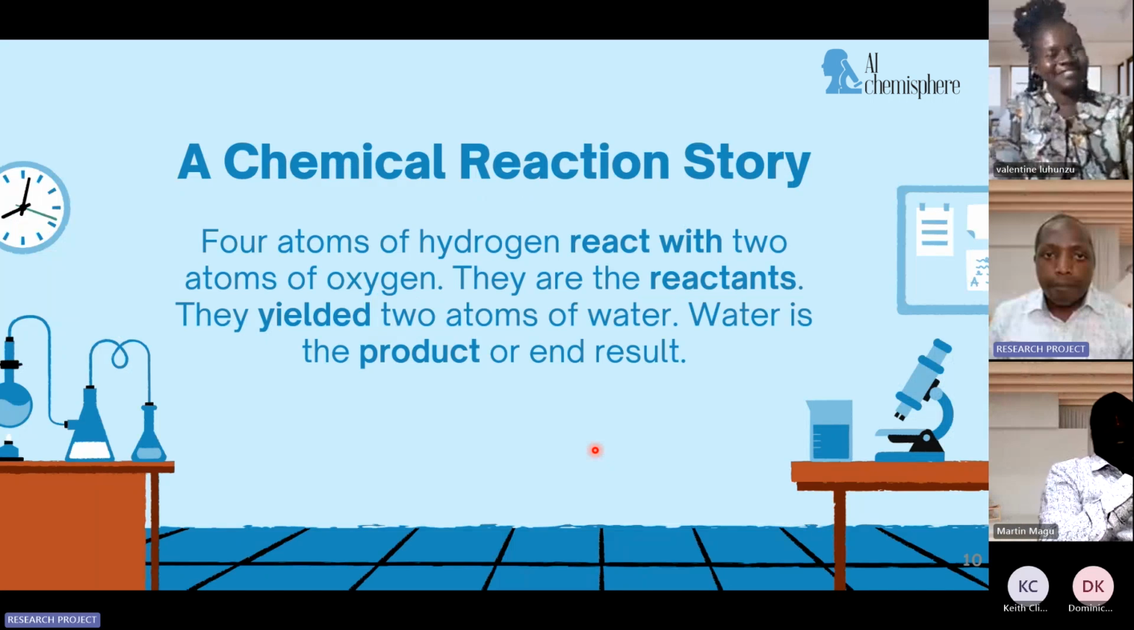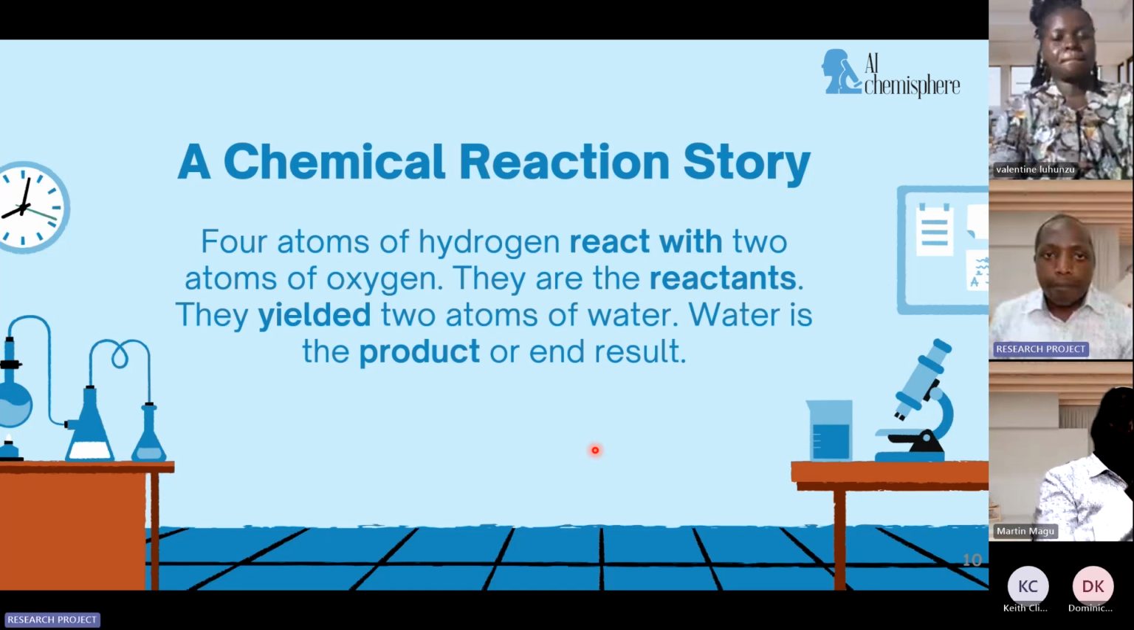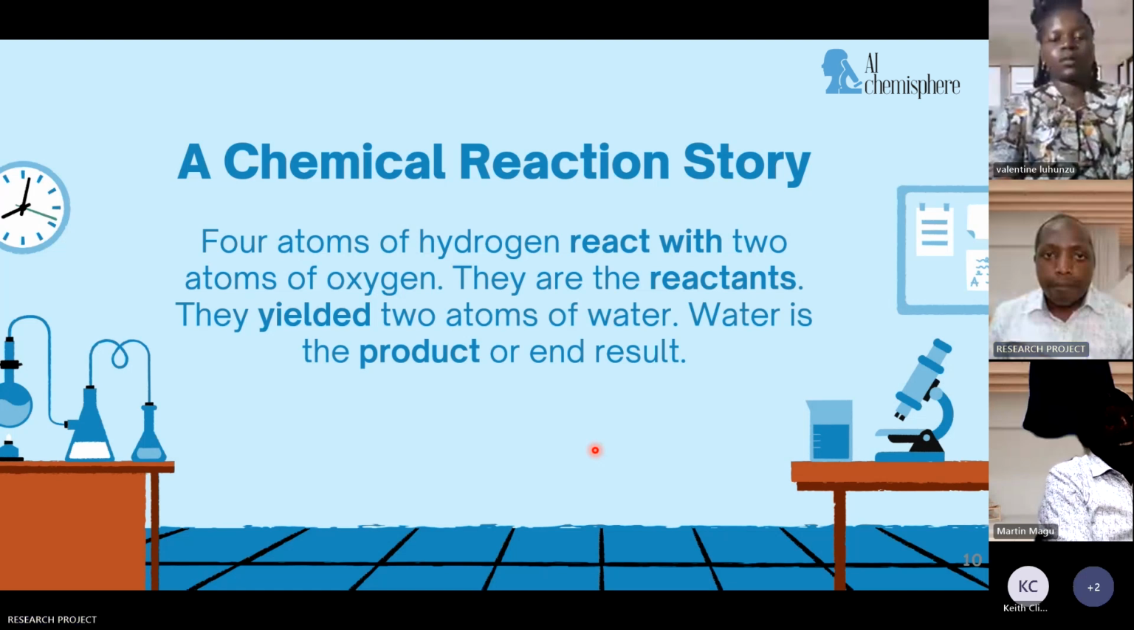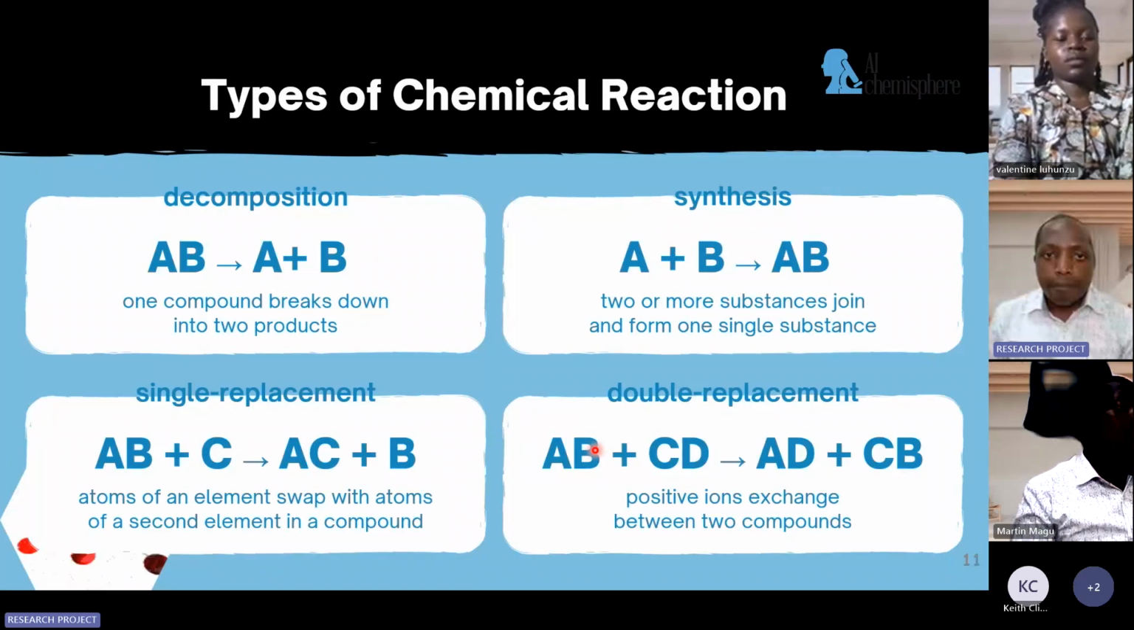So in this chemical reaction, we have four atoms of hydrogen reacting with two atoms of oxygen. These are our starting materials, what we refer to as reactants. Whatever is yielded, two molecules of water, is our end result, what we refer to as the product.